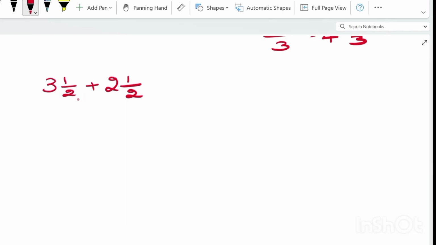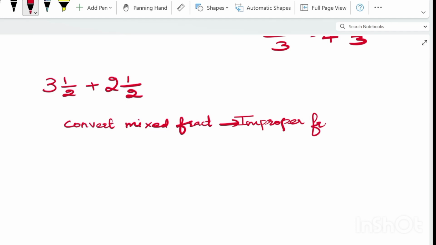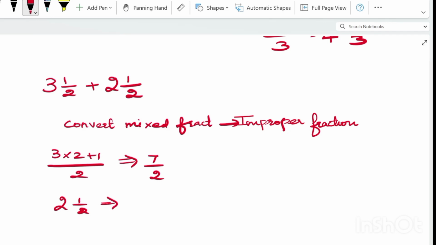The first step while doing this with mixed fractions is, don't forget, convert the mixed fraction to an improper fraction. Okay, so this is the first and foremost step. Only after converting are you supposed to add. So if you are converting 3 1 by 2, what will you get? 3 into 2 plus 1 by 2. What will be the answer? It will be 7 by 2. And for 2 1 by 2, what will you get? 2 into 2 plus 1 by 2. You will be getting 5 by 2.